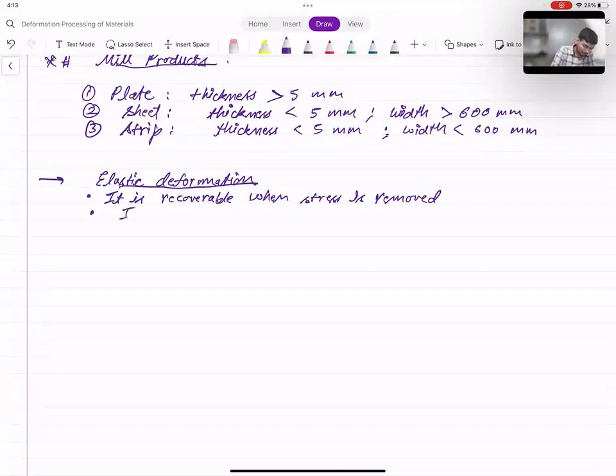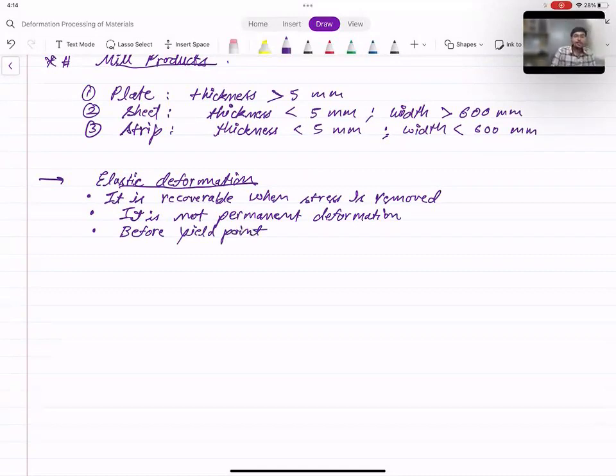So it is not a permanent deformation. Okay. And this phenomenon is generally observed before the yield point of the workpiece or material. Before the yield point. Okay, so this was elastic deformation.